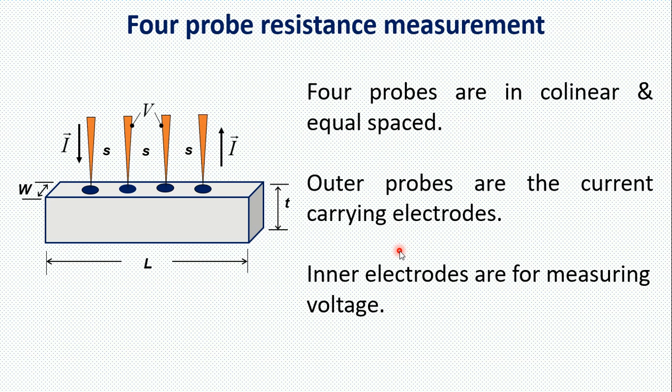But in the four probe resistance measurement process, as you can see, this is a rectangular parallelepiped and here four probes are collinear and equally spaced, and the spacing distance is s. This is the first, second, third and fourth. These are equally spaced and collinear, and the outer probes are the current carrying electrodes. This one sends current and this one receives it, completing the loop, and the inner electrodes are for measuring voltage.